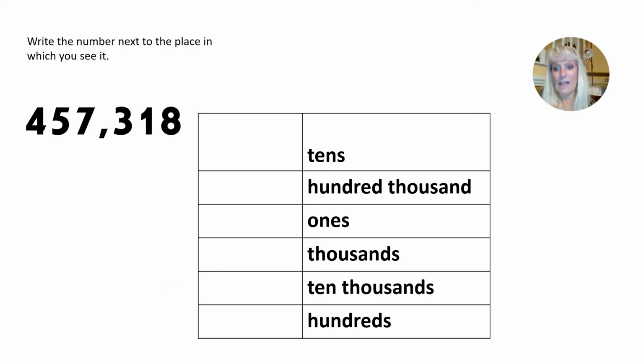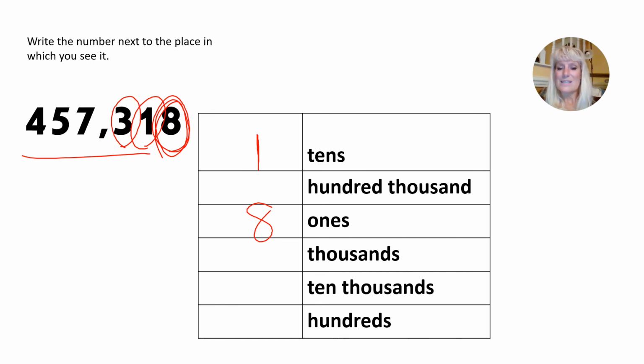All right, love this one because this one you get to write the numbers that are over here, over in the column where they belong. So let's start with the 8, this place right here. The 8 is in the ones place, so I'm going to use it right there. The 1 is in the tens place, so I'm going to put it right there. The 3 is in the hundreds place, so I'm going to place it right there. Okay, then I've got my comma, so now I'm going into my thousands period.